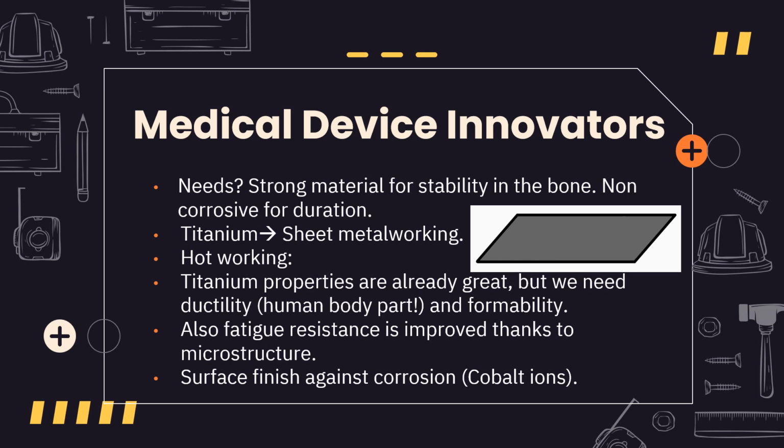The fact that we use titanium means I would like to perform some hot working before manipulation. This is because even though the properties of titanium are great in terms of strength, I think it's appropriate to increase its ductility, as it's going to be a part of our human body, and being brittle is not really appropriate, because imagine the piece of titanium breaks inside of you. So I would like to increase its ductility and also formability in order to facilitate the sheet metal working.